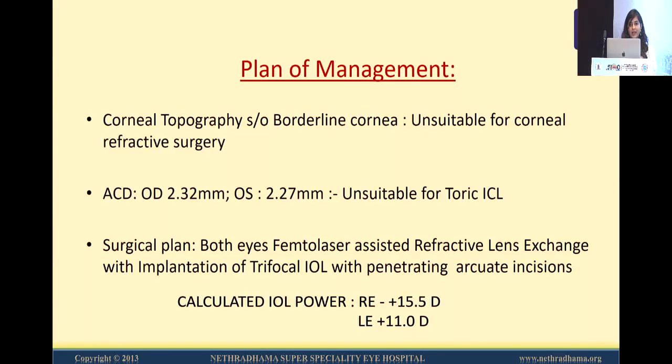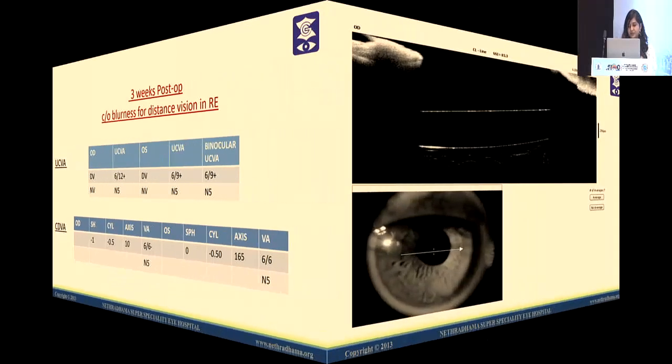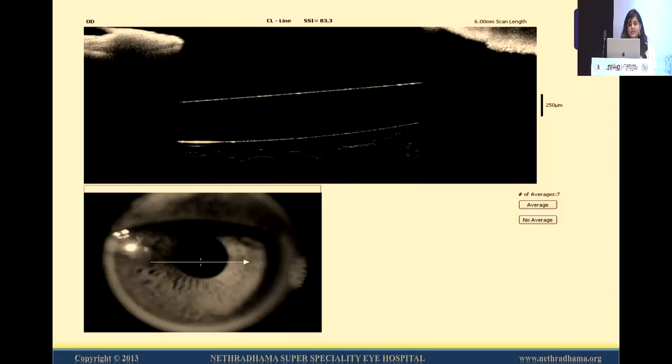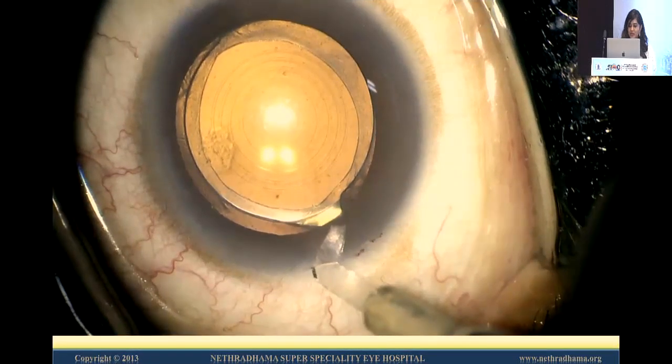So the surgical plan was to do a femto-assisted refractive lens exchange for this patient with implantation of a trifocal lens and arcuate incisions. So 3 weeks post-op, she came back with a residual refraction, and she had a -1 residue in the right eye and with both eyes 0.5 cylinder. So you can see that the lens here is sitting quite anteriorly, and this was how it was managed.